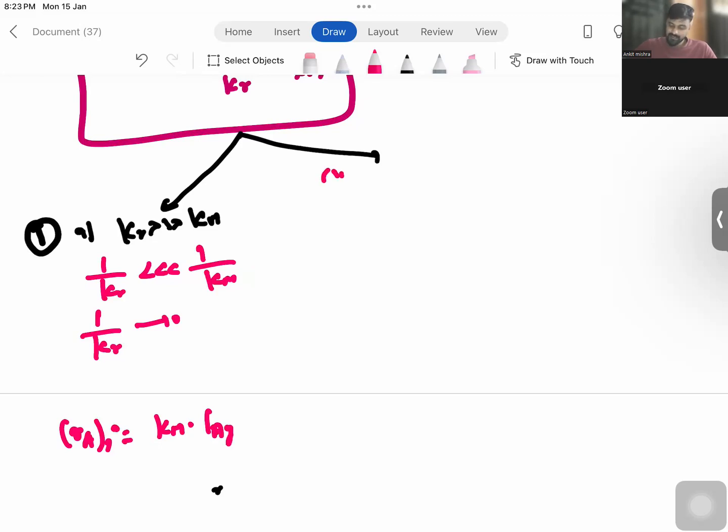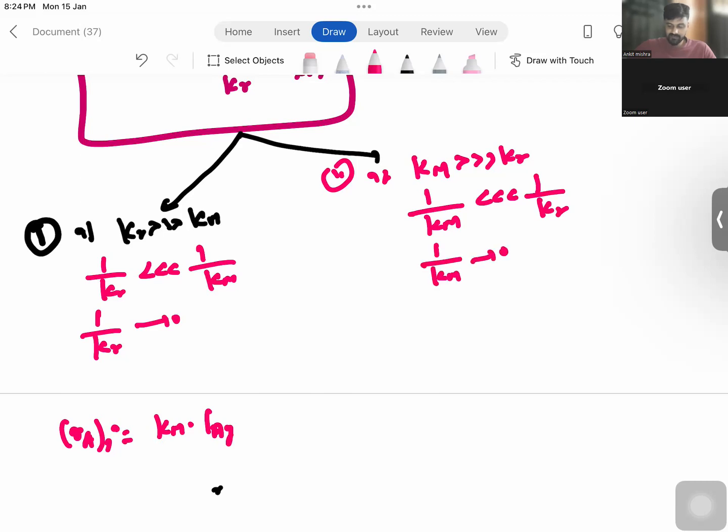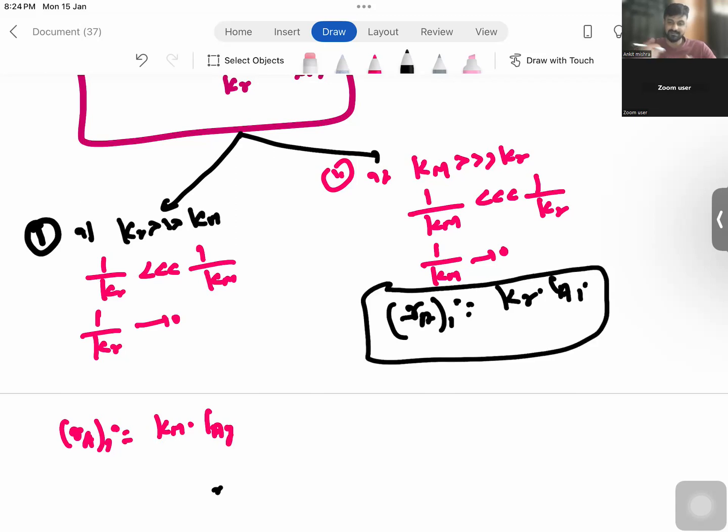Fine. And in the second case, if I assume Km is very much greater than Kr, so I can write 1 upon Km is very much less than 1 upon Kr. So what I can say, 1 by Km tends to 0. So in that condition, what happens? The rate of reaction, minus RAI, that is equal to Kr into Ci. So two different cases will occur for the rate of reaction, depending upon the values of Kr and Km, and you can calculate the rate of reaction on the surface of the catalyst in that way.